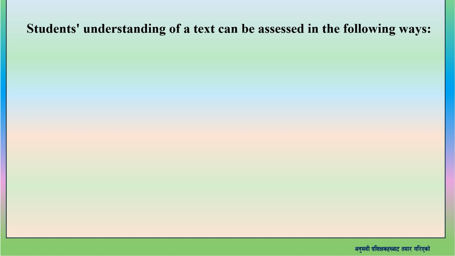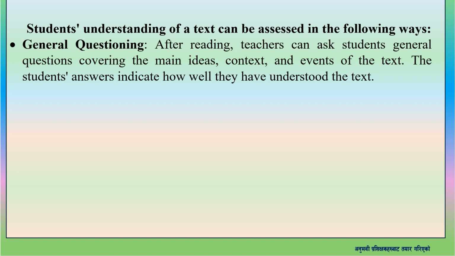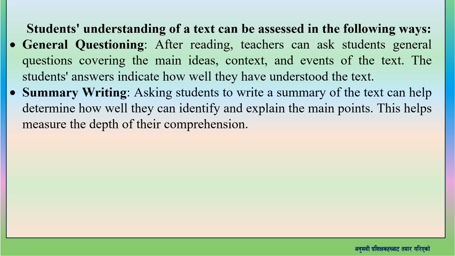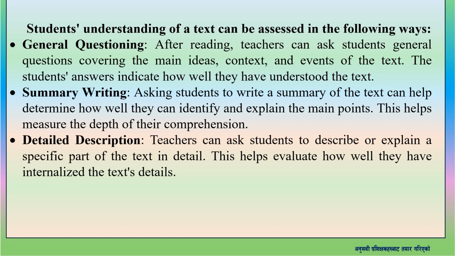Students' understanding of a text can be assessed in various ways. They are as follows. General questioning. After reading, teachers can ask students general questions covering the main ideas, context, and events of the text. The students' answers indicate how they have understood the text and how well they are able to comprehend it. Summary writing. Students can be asked to write a summary of the text that can help them determine how well they can identify and explain the main points. This helps in measuring the depth of their comprehension skills.